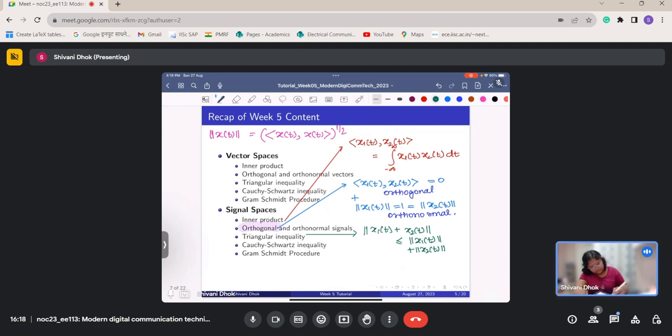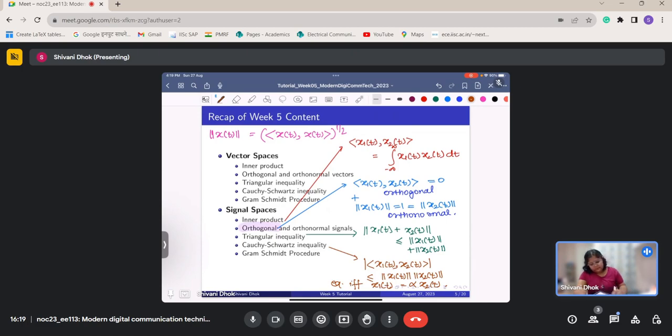After that, we have the Cauchy-Schwarz inequality. It says that if I consider the magnitude of x1(t) comma x2(t), then this is less than or equal to norm of x1(t) multiplied by norm of x2(t), and equality holds if and only if x1(t) is some alpha times x2(t).